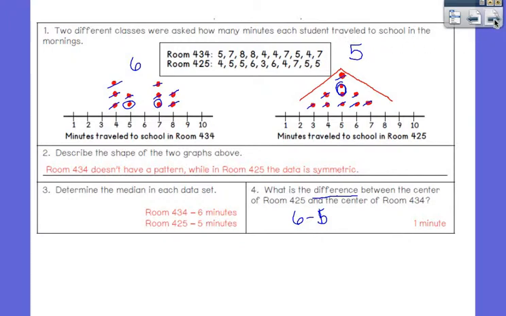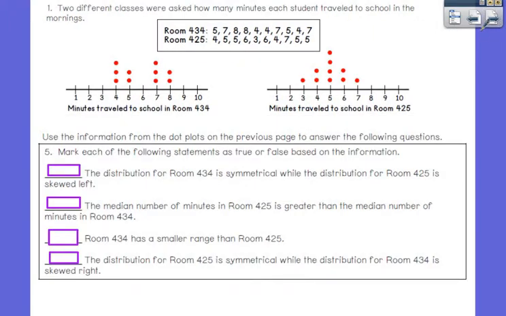Alright, let's take a look at the back. Just copied that graph again so we could use it to answer the questions. Number 5, we're marking these as true or false. First one says the distribution for 434 is symmetrical, while the distribution for 425 is skewed to the left. Well, 434 we considered not symmetrical. 425 is not skewed to the left, it's symmetrical, so I would say that this statement would be false.